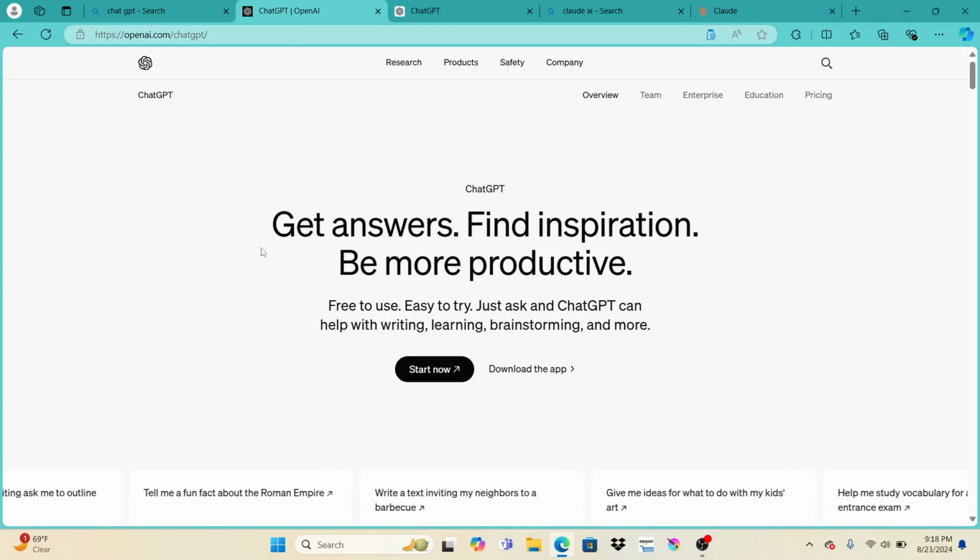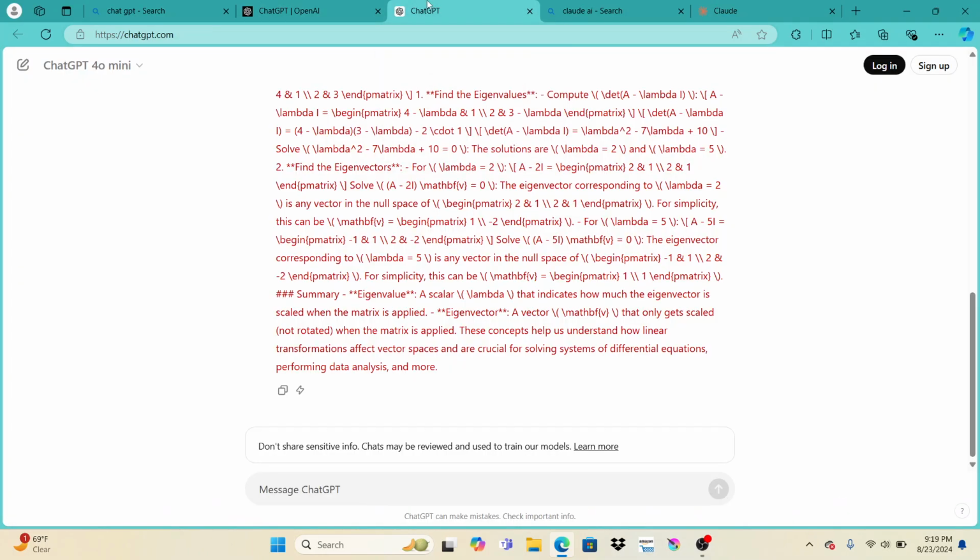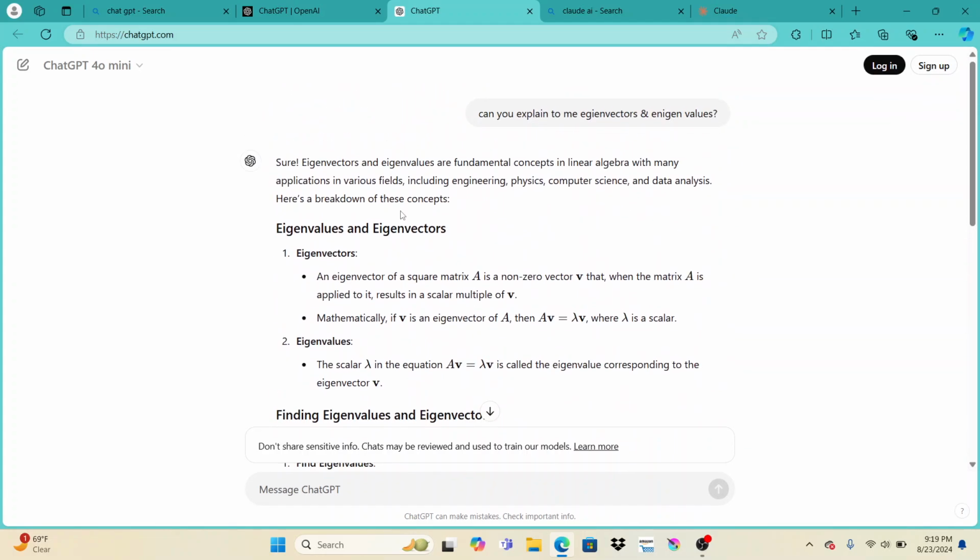So in ChatGPT, when I first googled it, I got here. Let me just show you an example. I used eigenvectors and eigenvalues. This is from linear algebra. This is a math topic. So when I asked it to explain that, this is what it popped out.